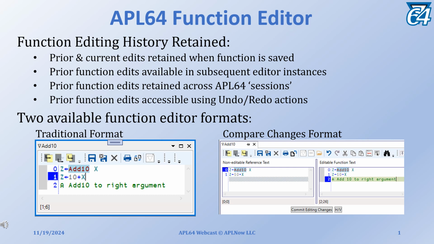The traditional format of the function editor presents one pane containing the current state of the function's text, including any APL64 programmer edits of that function text. The compare format of the function editor presents two panes, the reference text pane and the editable text pane. The two compare format panes illustrate how the function was edited over time using special foreground and background rendering. The editable pane is identical to the traditional format of the APL64 function editor. The reference pane illustrates the function text before any current or retained prior edits were applied.